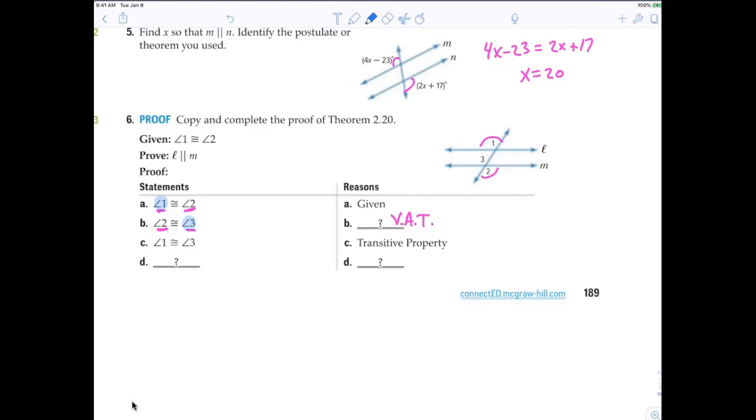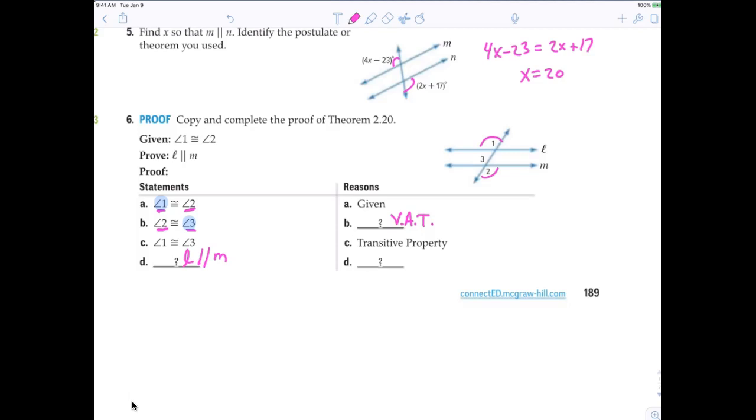It's got to be set up in that order. So 1 is congruent to 3, therefore it's the transitive property. Now, what can I say? Now, what are we trying to prove? Yeah, so now we can say L is parallel to M. All right, why can we say L is parallel to M? Yes, the corresponding angle postulate.